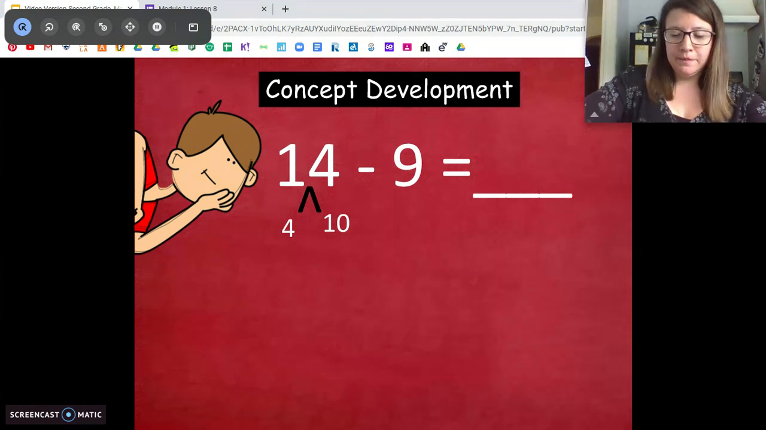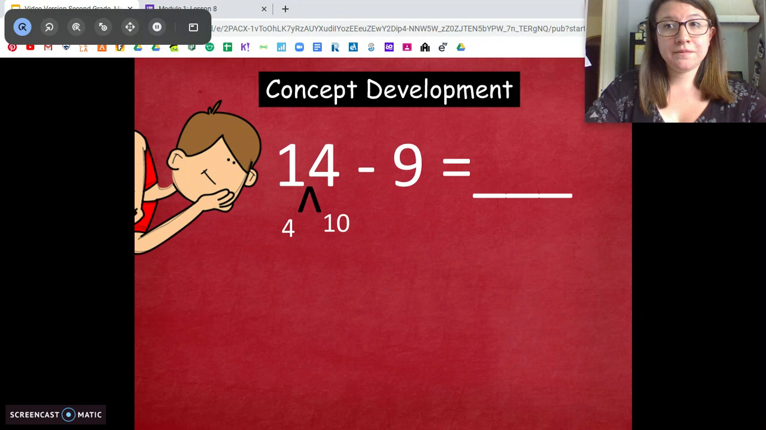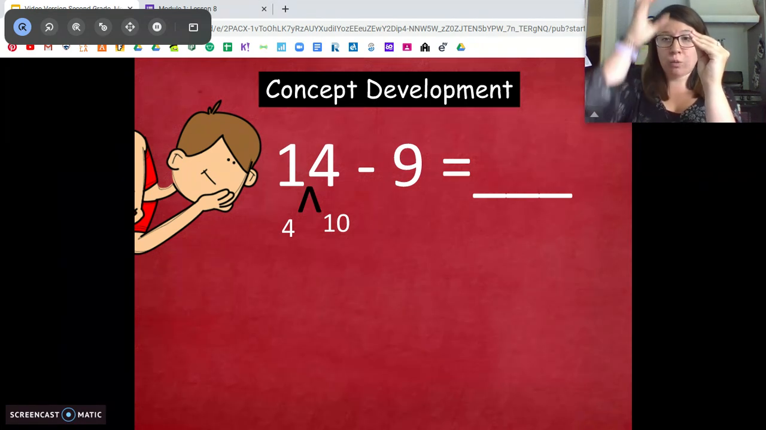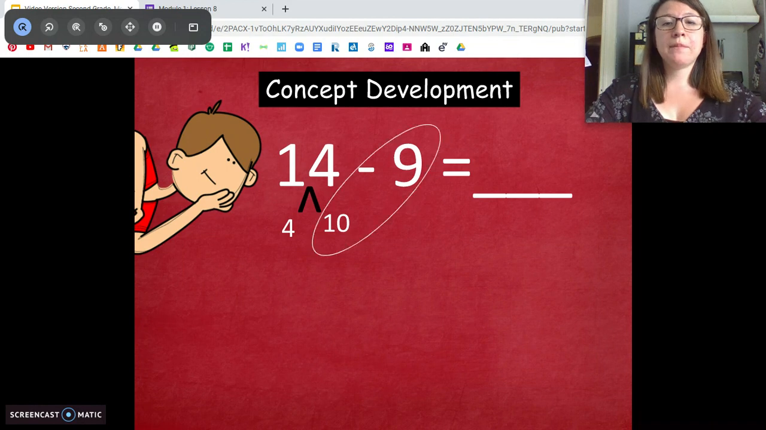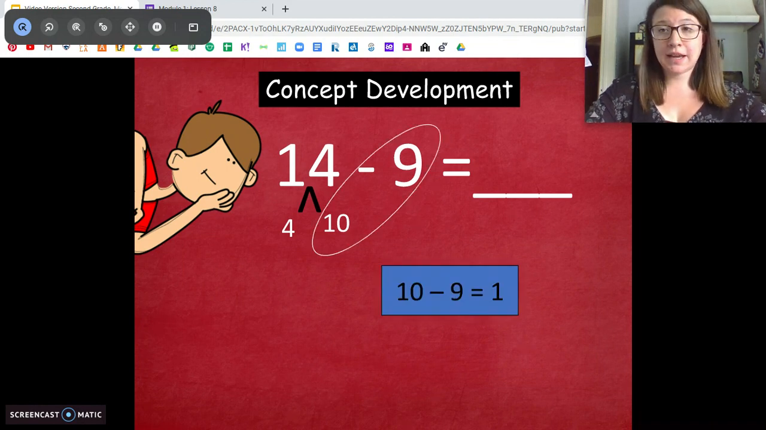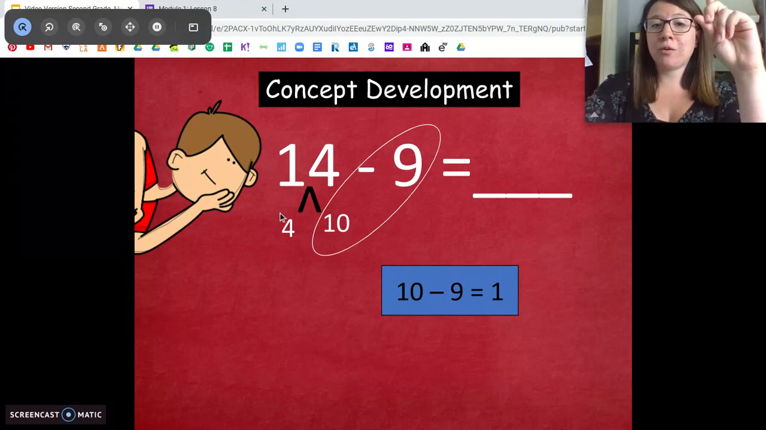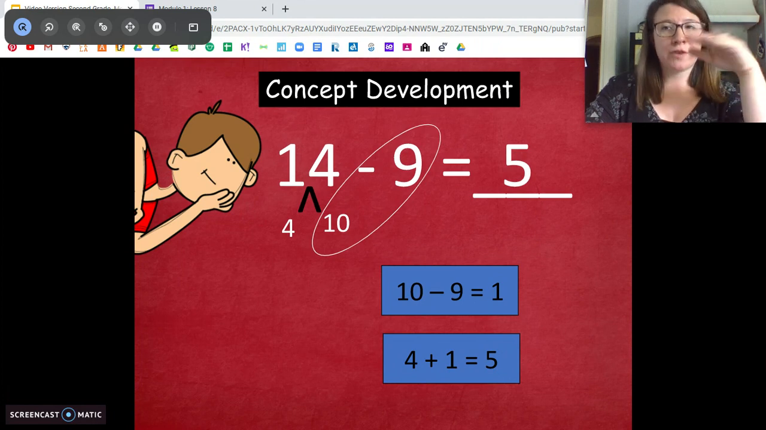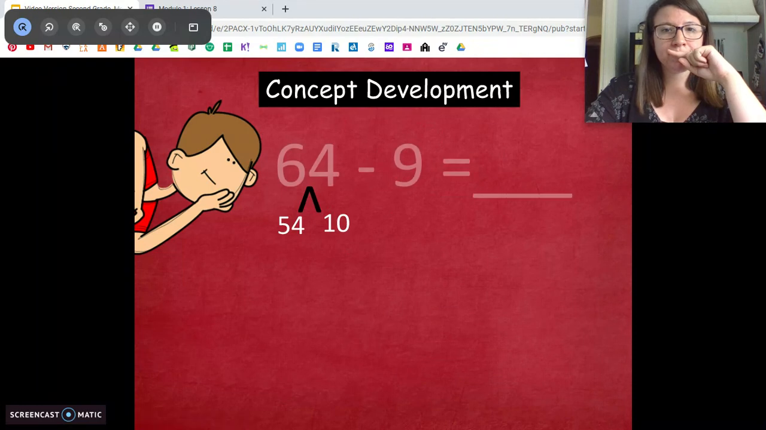Pause, go. Ready? Let's go over it. This one we're used to. We have the 14. We take 10 from 14. So one of our parts is 10, and then we have our 4 extra ones. Same first step, 10 minus 9. 10 minus 9 is 1, and then we add what? Our extra ones to get 5. Try this next one. Higher number on your own. Ready? Go.